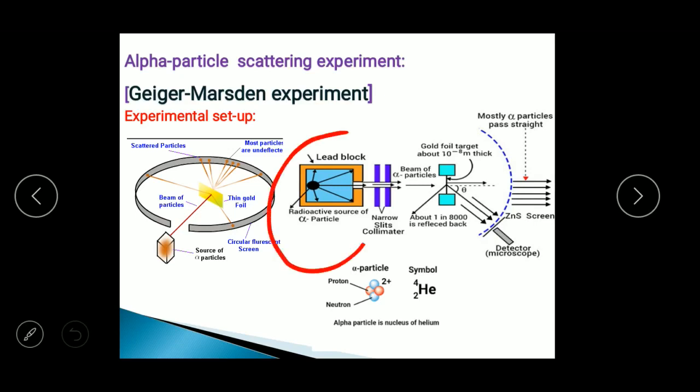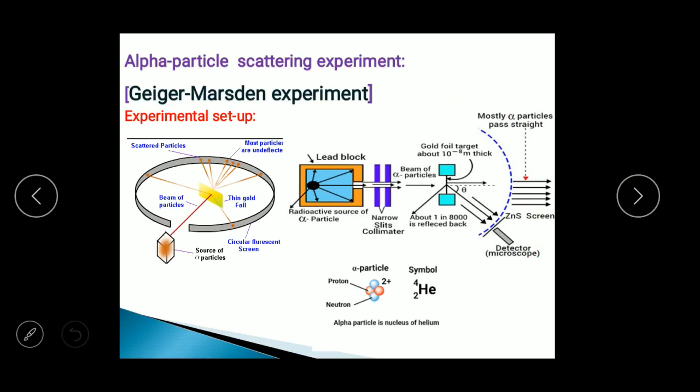The first one is the lead block. In the lead block we have placed a radioactive element which produces the alpha particles. Second, a collimator which gives a narrow beam of alpha particles. Then we have the gold foil of thickness 10 to the power minus 8 meter. Then we have this fluorescent circular screen. Fluorescent means any particle that hits it gives a flash. Then we have the movable detector, which acts as a microscope, so we can see the scattered alpha particles from this movable detector.